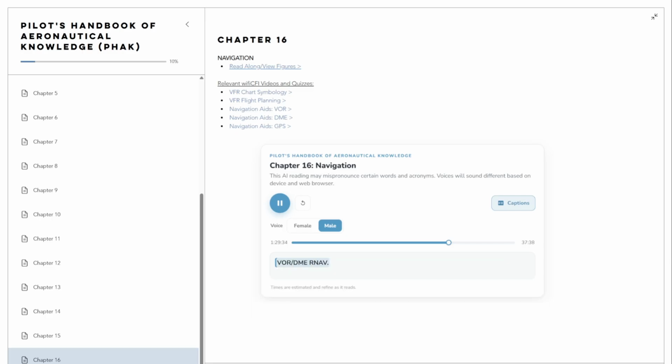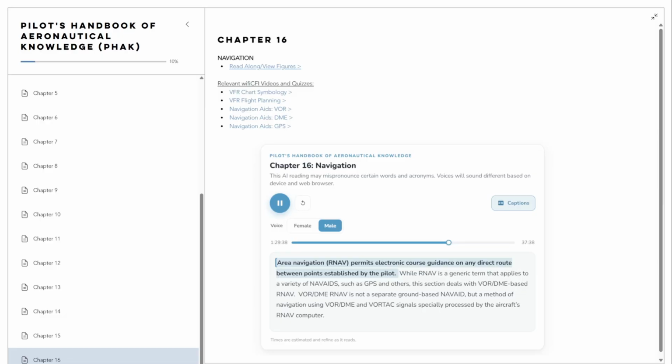VOR/DME RNAV. Area navigation, RNAV, permits electronic course guidance on any direct route between points established by the pilot. While RNAV is a generic term that applies to a variety of NAVAIDs, such as GPS and others, this section deals with VOR/DME-based RNAV. VOR/DME RNAV is not a separate ground-based NAVAID, but a method of navigation using VOR, DME and VORTAC signals specially processed by the aircraft's RNAV computer.